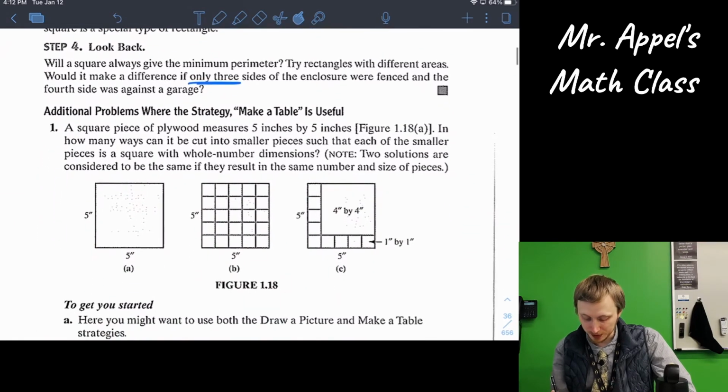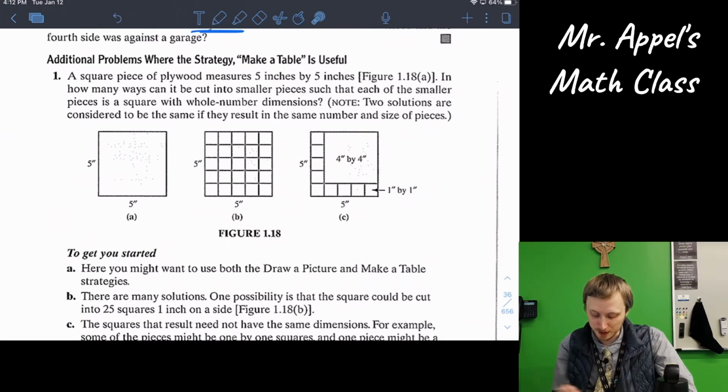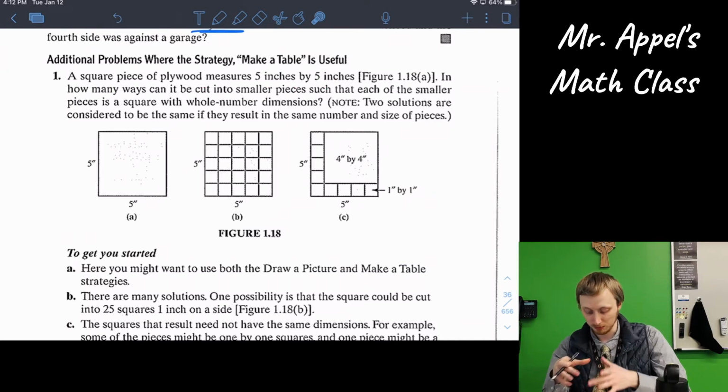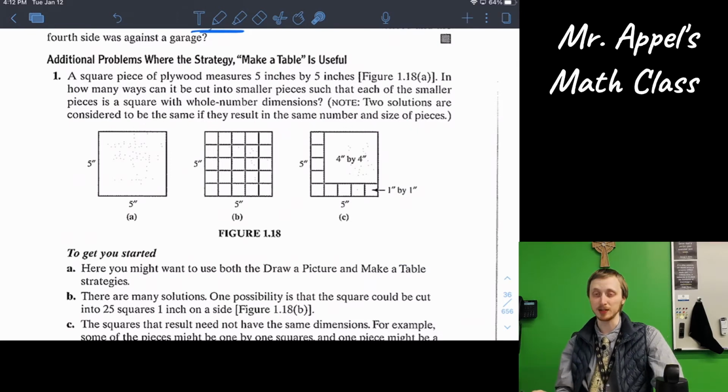All right, if you want to test your mettle with the make a table strategy, here are a couple sample problems you can try. A square piece of plywood measures 5 inches by 5 inches. That's a tiny little scrap there. In how many ways can it be cut into smaller pieces such that each of the smaller pieces is a square with whole number dimensions? Note, 2 solutions are considered to be the same if they result in the same number and size of pieces.